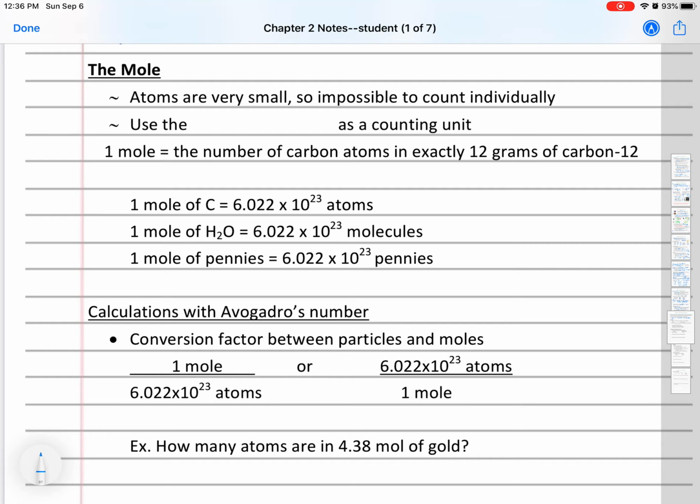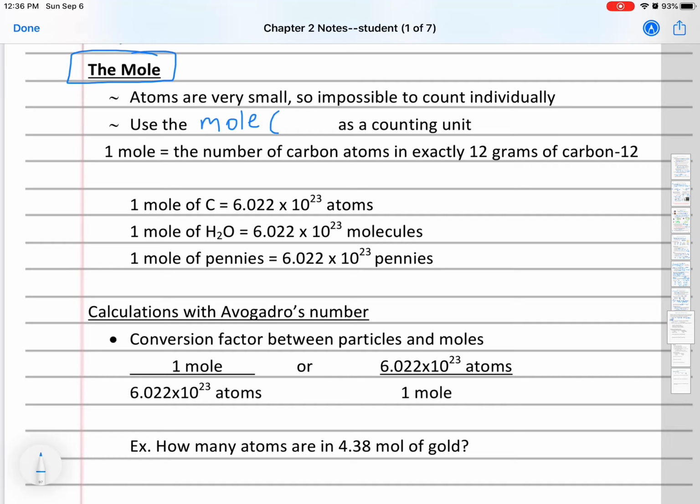All right, and then the last big thing in this chapter with math is all about the mole. So the mole is a funny word, and we're not talking about the little creature that digs holes in the ground. This is actually a number, kind of like a dozen is a number. A dozen means 12. The mole is also a number. So in chemistry, we use the mole.